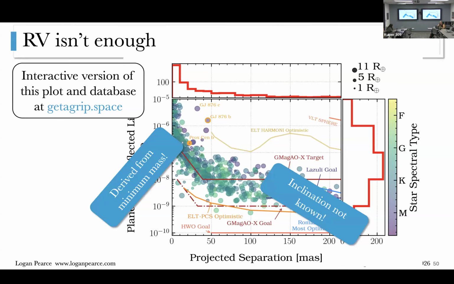But most of these are RV detected, which means I had to make a lot of assumptions to make this plot. Radial velocity only gets you the minimum mass, not the true mass of the planet. And so I made some assumptions. And then inclination is also not known with radial velocity only. And so I had to make some assumptions about separation. There's not quite enough information with just radial velocity.